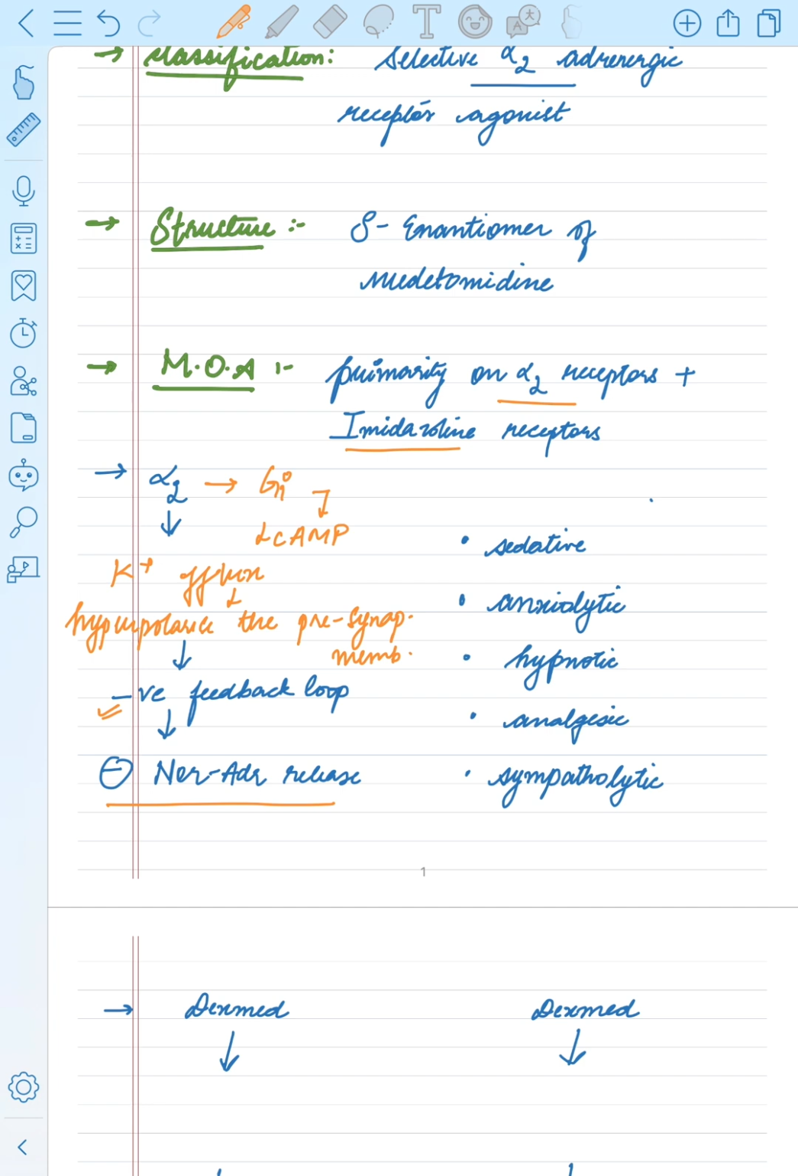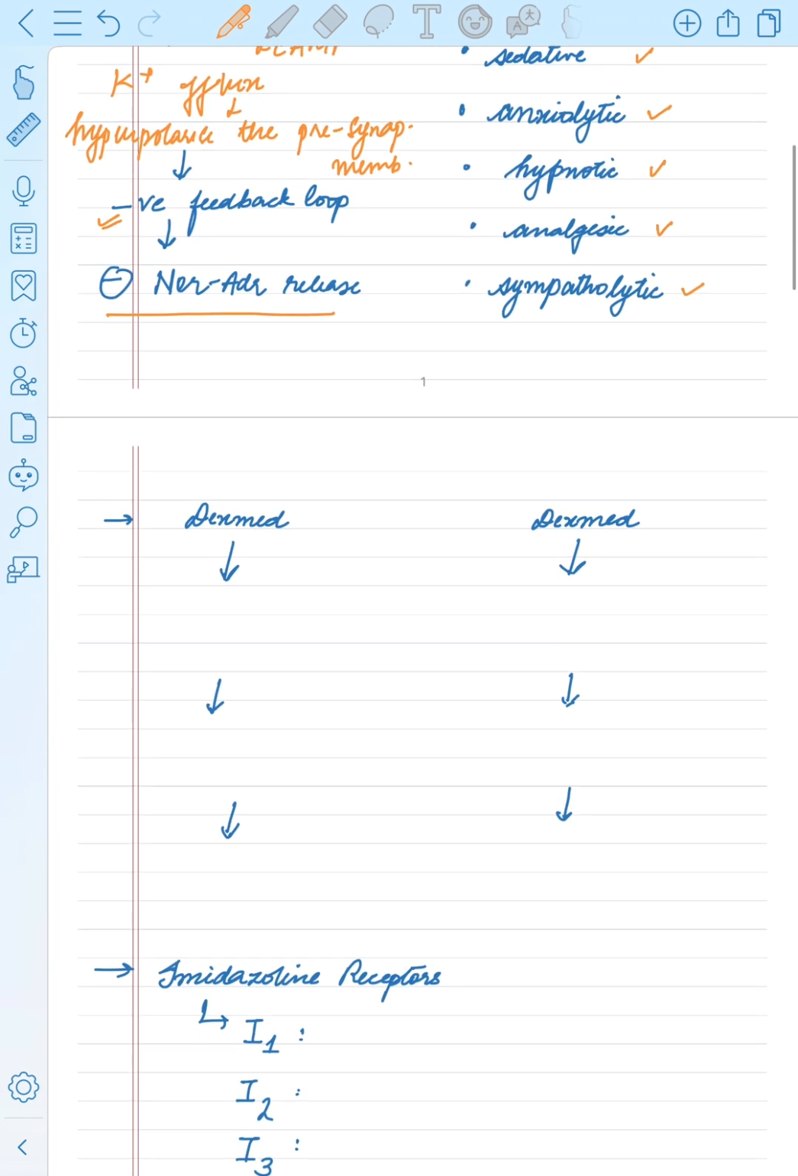So dexmedetomidine has sedative, anxiolytic, hypnotic, analgesic and sympatholytic effects, which we'll see in the further discussion. Dexmedetomidine acts on the pontine locus ceruleus of the brainstem and it inhibits the central sympathetic output, which is responsible for its sedative and anxiolytic effects.